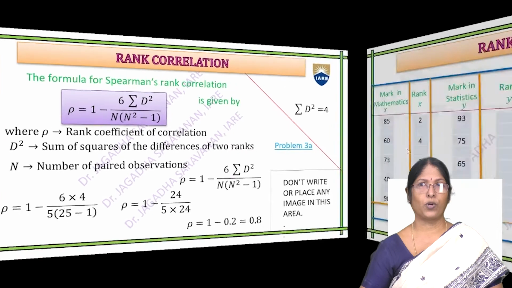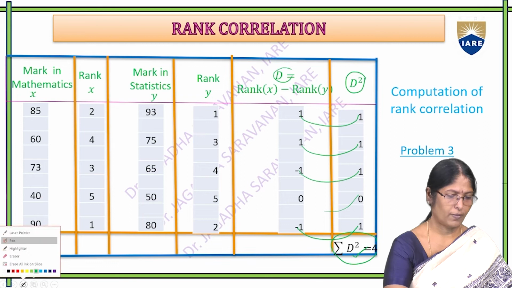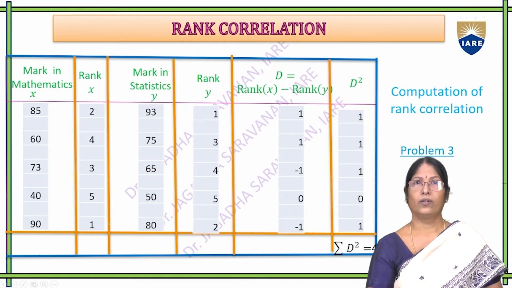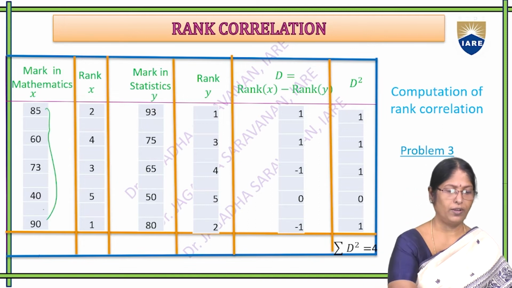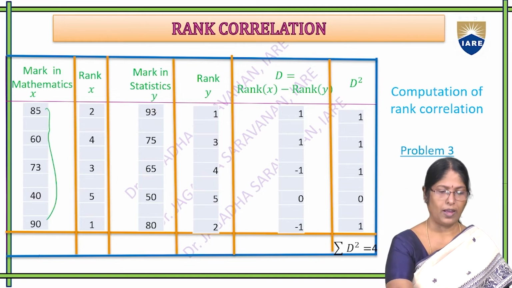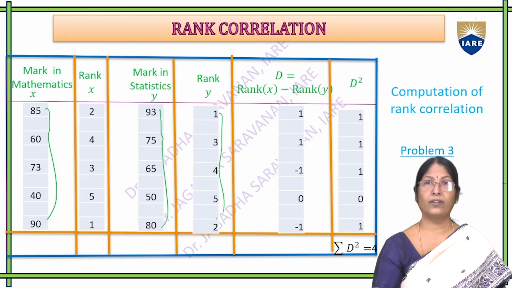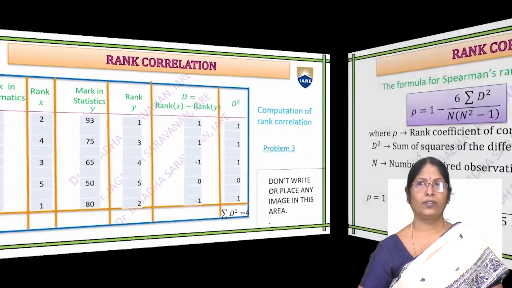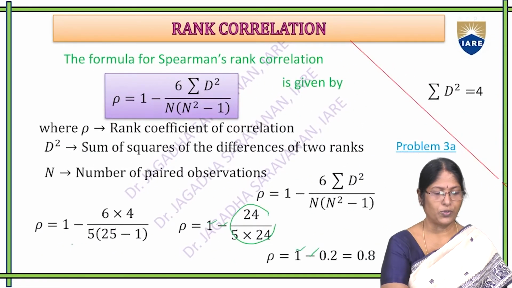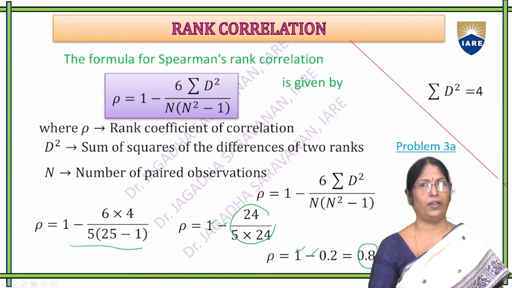It's a very different problem. In this problem, there are only 5 students, and the marks they scored are given. We declared the rank based on what they scored in statistics. We constructed the table based on the Spearman rank correlation formula, substituted in the formula, and obtained the result 0.8.